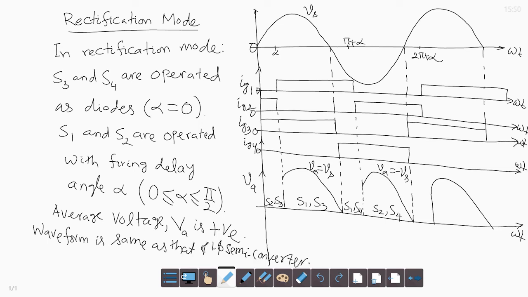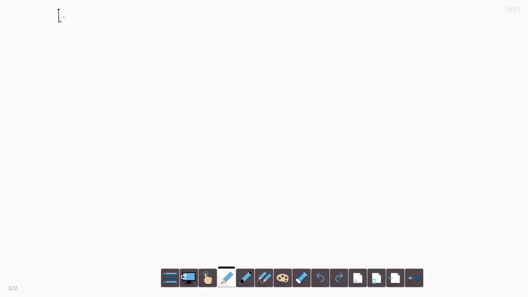So displacement angle will be alpha by 2, power factor is better, just like single phase semi converter, and we get rectification mode of the converter. Next we will discuss the inversion mode of operation.